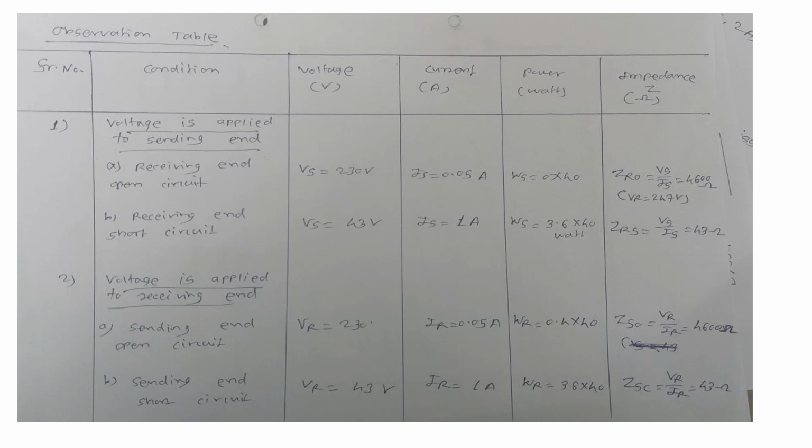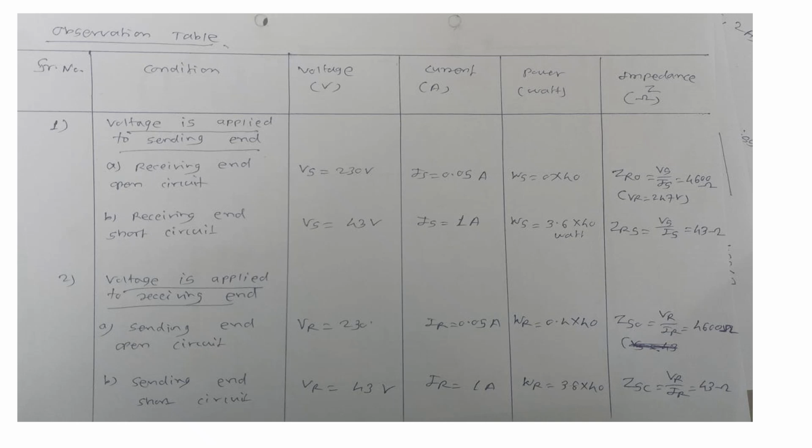Then second case, receiving end short circuited. At that time, sending end voltage is 43 volt. We have applied less voltage because the receiving end is shorted, and at that time current will be more. So we have provided the voltage such that the shorted current, or current flowing through the shorted path of the ammeter, will reach up to 1 ampere. Then at that time, ZRS, that is impedance with receiving end shorted, is given by Vs upon Is, that is 43 upon 1, that is 43 ohm.